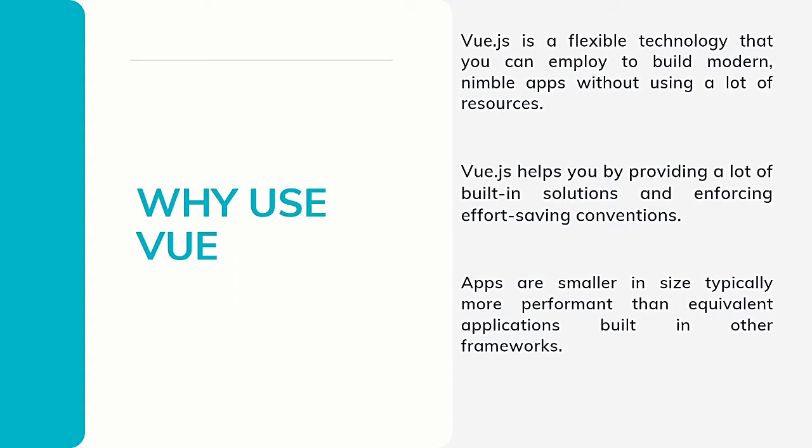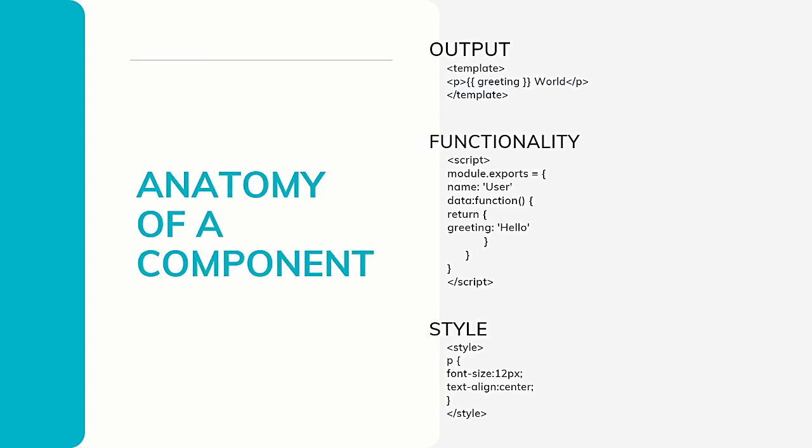Apps are very small in size. If you ever install another framework, especially Angular, it comprises a bunch of files. But in this case, it has a very basic boilerplate of files. It's not something very large in size, it's very small. So the anatomy of a component: every single Vue file comprises output, functionality, and style.